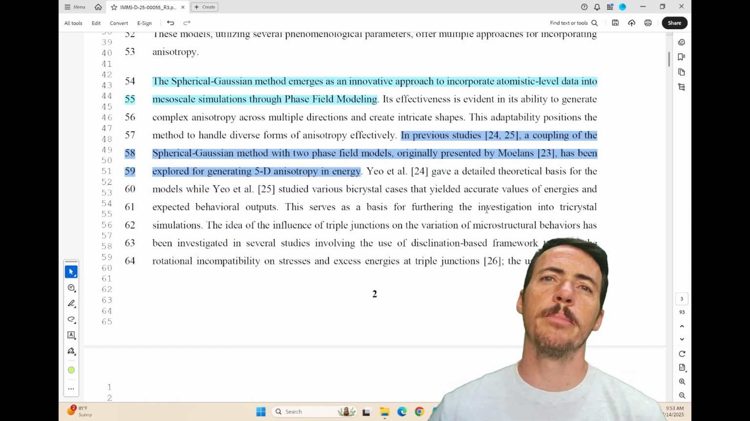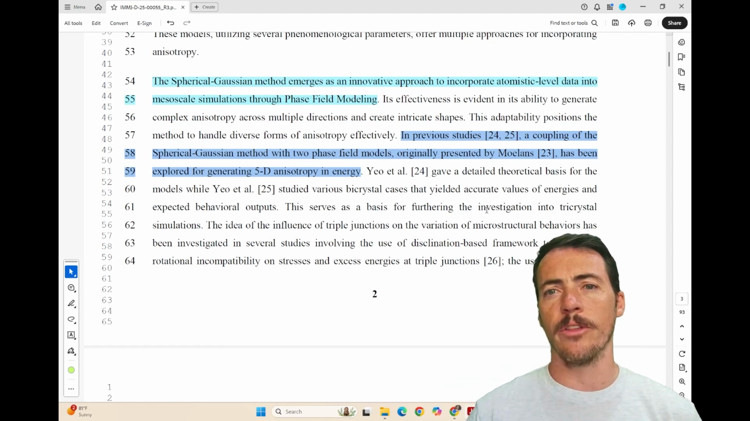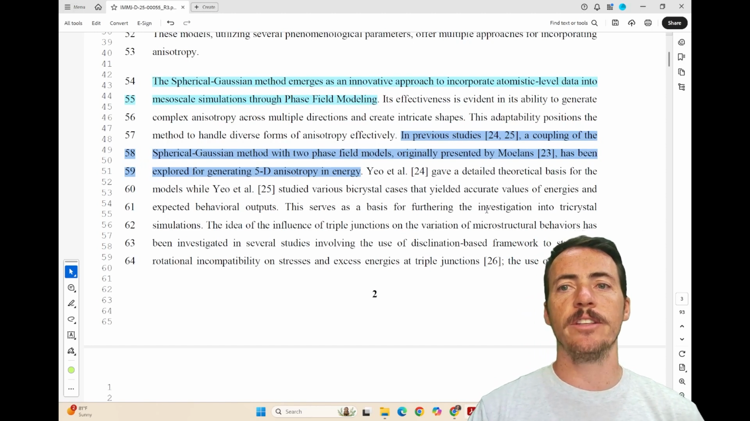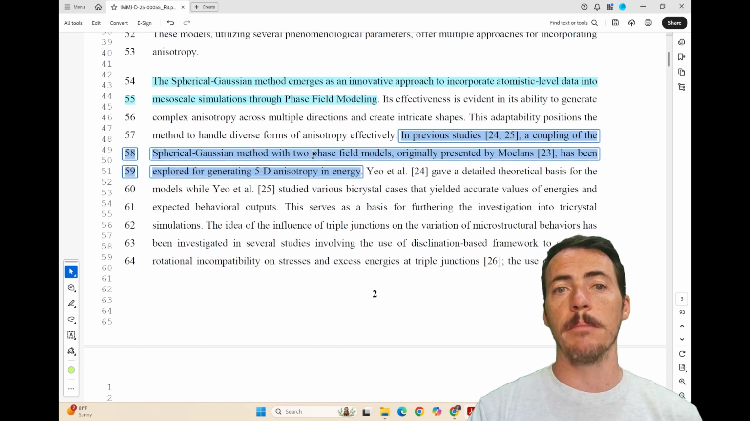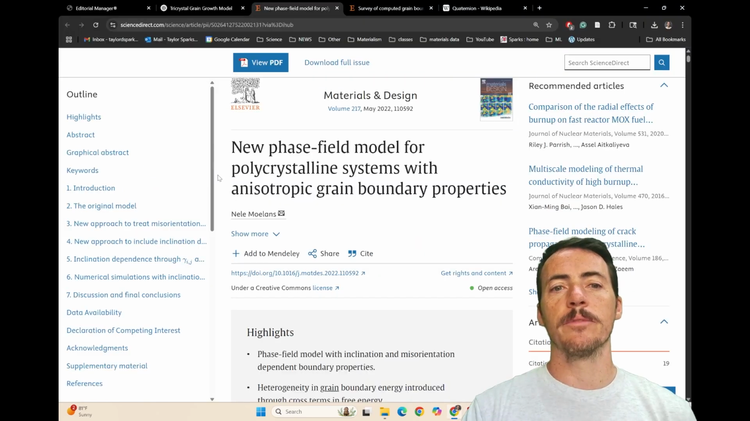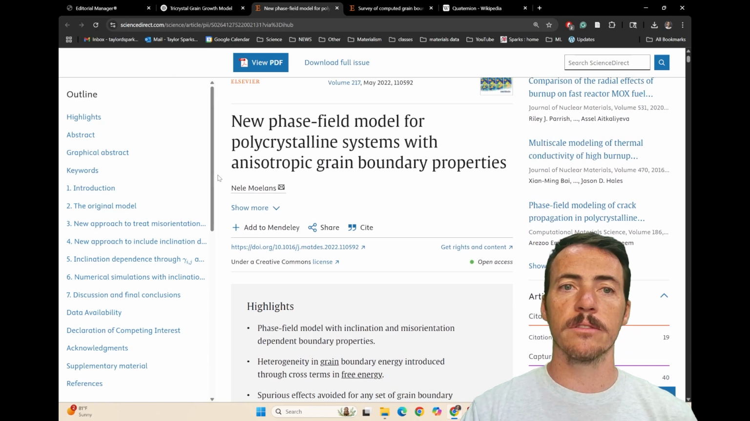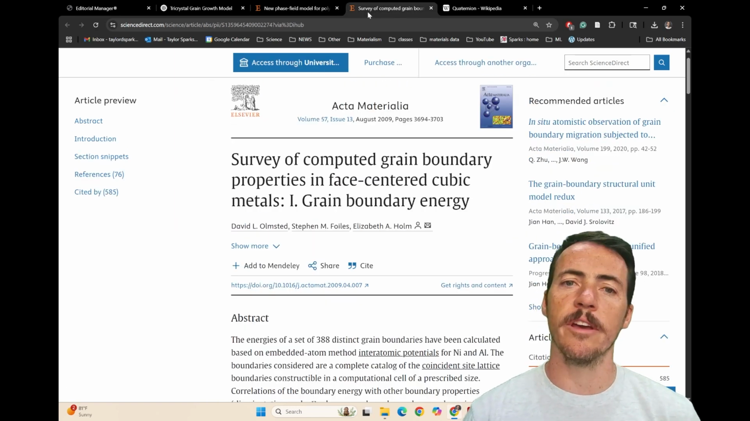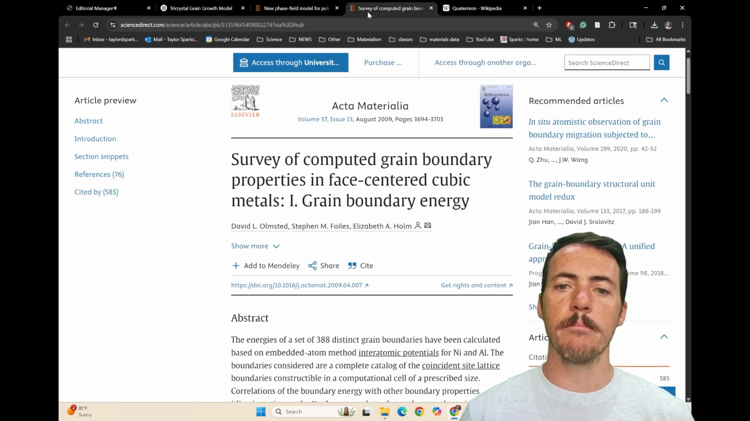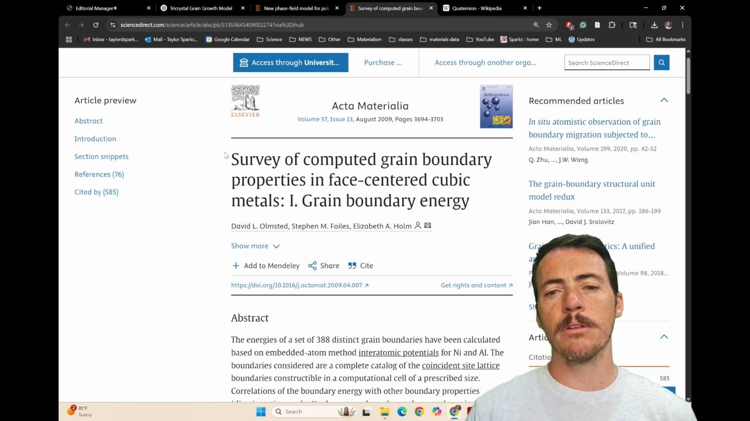So what does this paper build on? There's quite a bit of prior art here they have to consider. First off, this idea of coupling the Spherical-Gaussian method with the 2 phase field models was presented by Mullins. That was done in this paper where they introduced the gamma and the epsilon models. There's also this paper by Olmsted which introduced this notion of grain boundary energy and actually provided libraries that we're going to use in this paper.